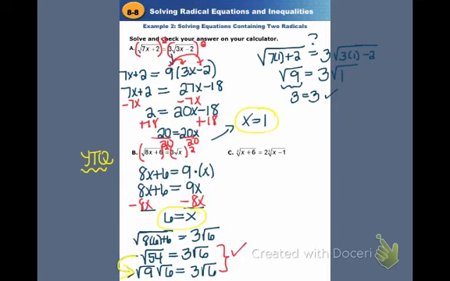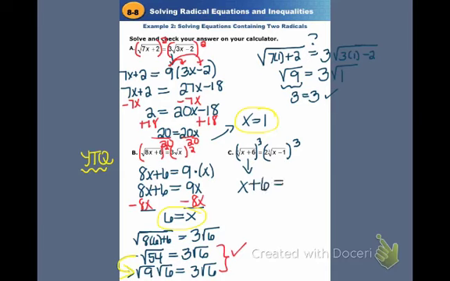So let's do one more together. With this one, example C, this time the index on the radical is a 3. So I'm going to cube both sides this time. I'm going to raise both sides to the third. And when I raise the left-hand side to the third, that's just going to cancel out the radical and leave me with x plus 6.